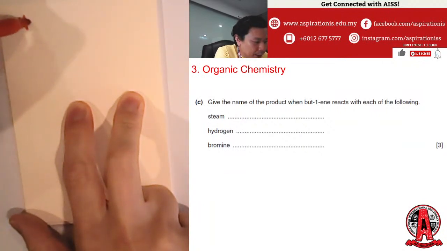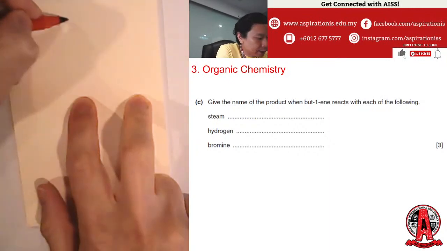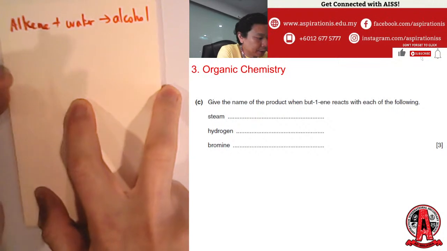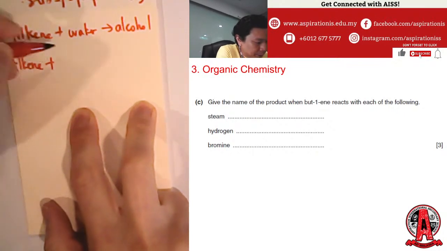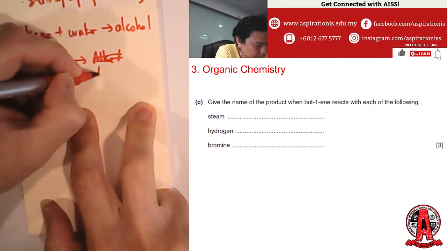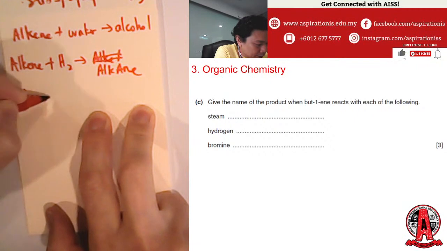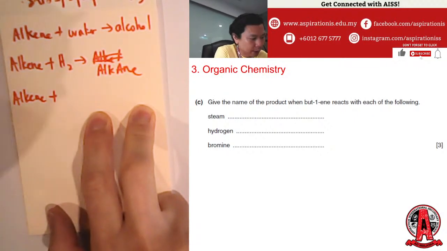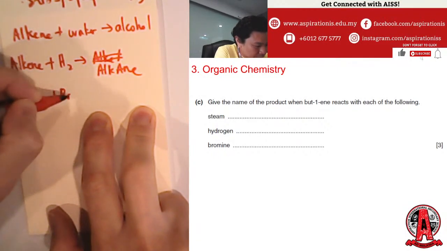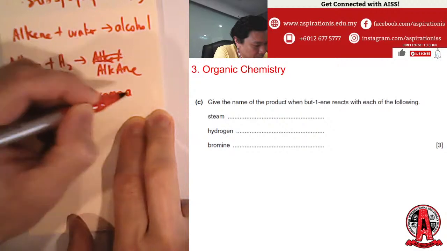Alright, so now you remember that alkene plus water, you get alcohol, right? Alkene plus hydrogen, you get alkane, okay? Then alkene plus the halogen, so plus of course Br2, then it will be bromo, the bromoalkane.